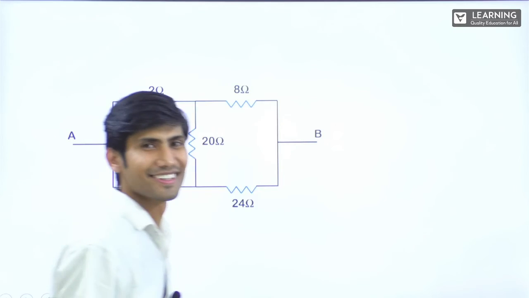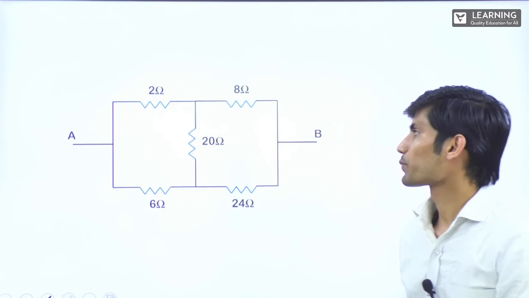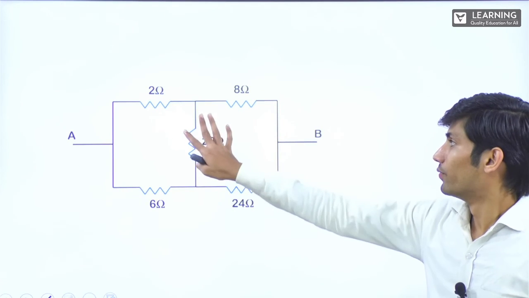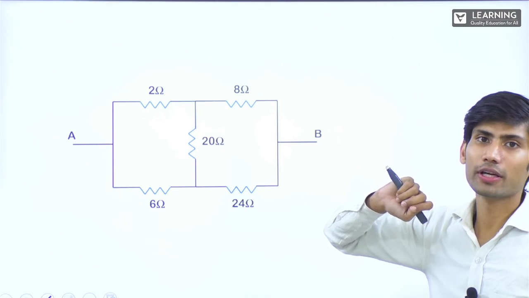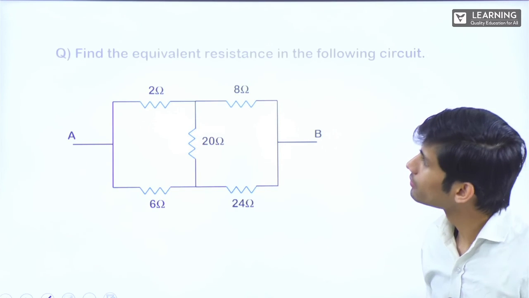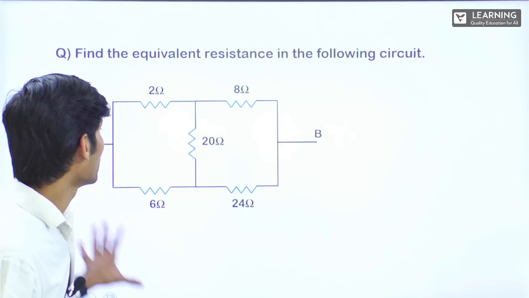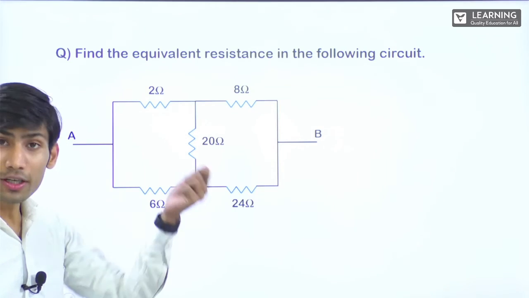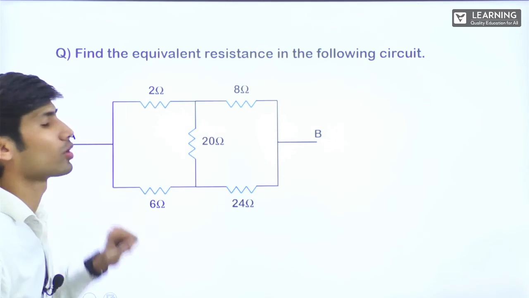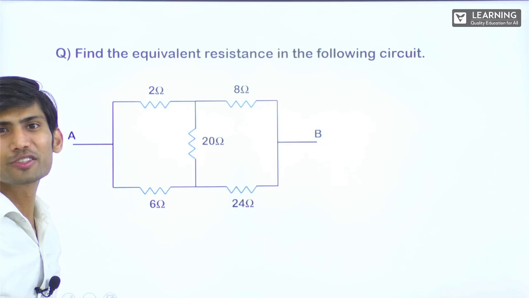Let's see one question. Now you have to tell me the equivalent resistance for this. Find the equivalent resistance in the following circuit. How do we do this? If you didn't know Wheatstone bridge, it was difficult to solve. But now you know Wheatstone bridge.